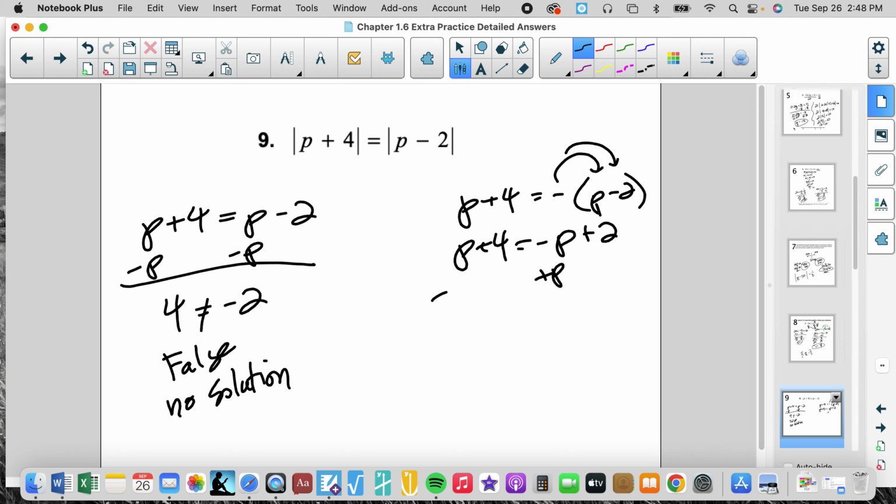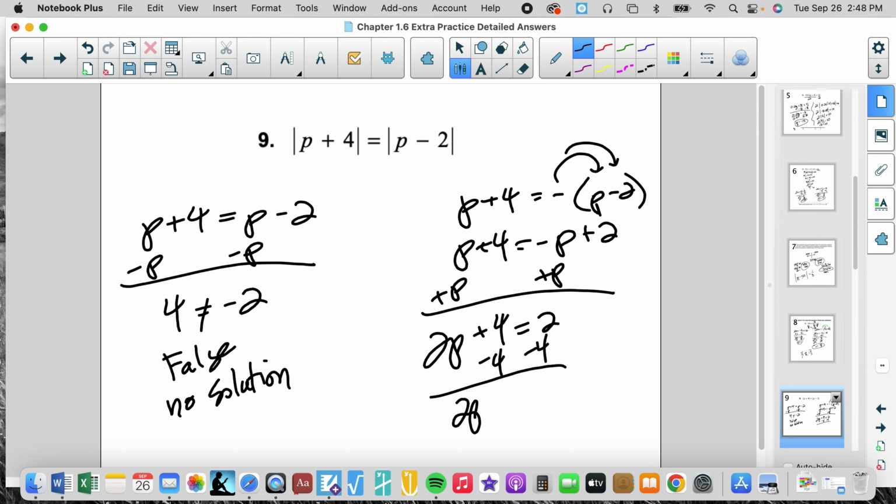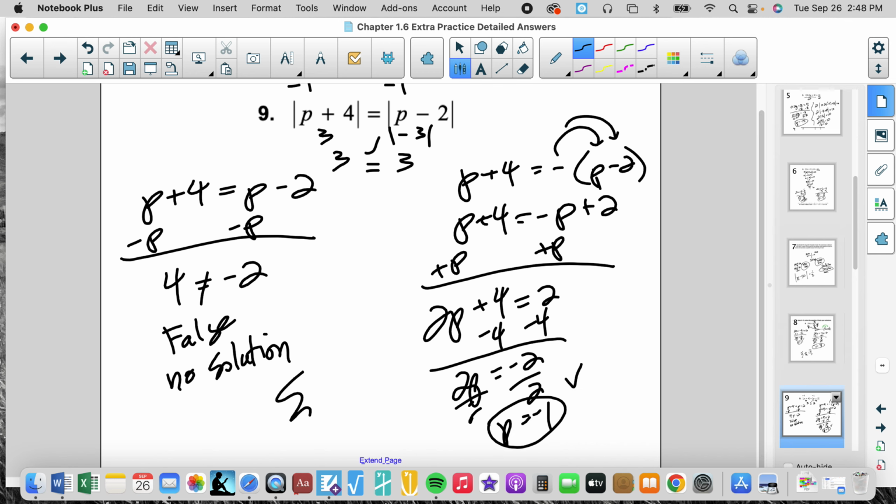Now we're going to move the variables. 2p plus 4 equals 2 minus 4. 2p equals negative 2, divide by 2. P equals negative 1. So let's test it. If p is negative 1, we get 3. Absolute value of 3 is 3. If p is negative 1, we get negative 3. Absolute value of negative 3 is 3. That is okay. So I have one solution to number 9. It is negative 1.